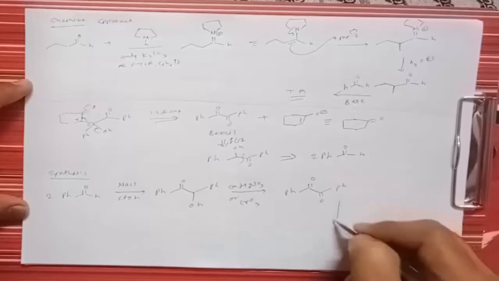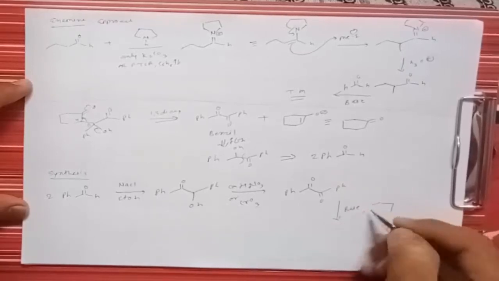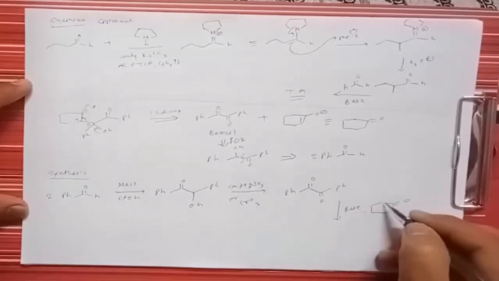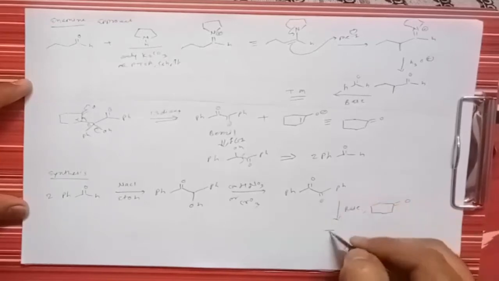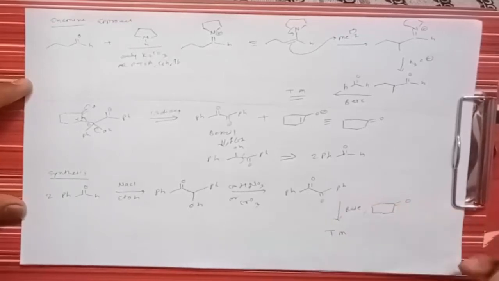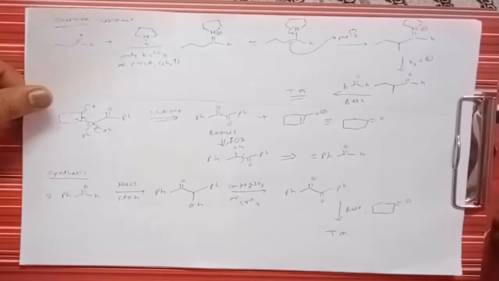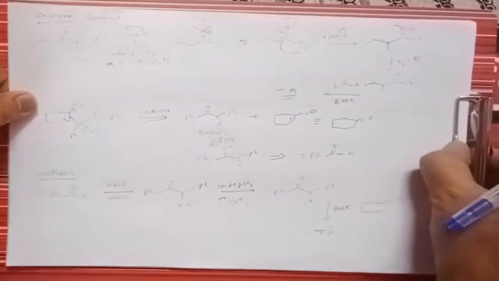Now if we treat this molecule with base and this cyclohexanone, then the cyclohexanone will take the proton from the alpha position. It will react with this carbonyl compound, and it gives formation of the target molecule. But here we have to take a mild base. So this is called the target molecule. So this is about a 1,3 dioxygenated pattern and about a beta hydroxy carbonyl compound.